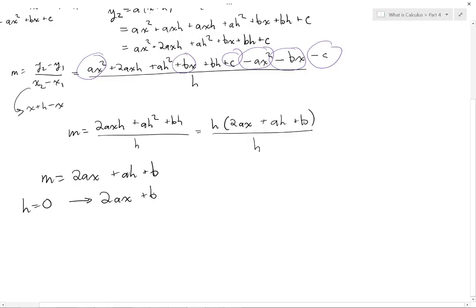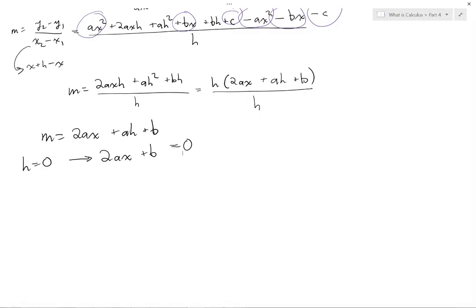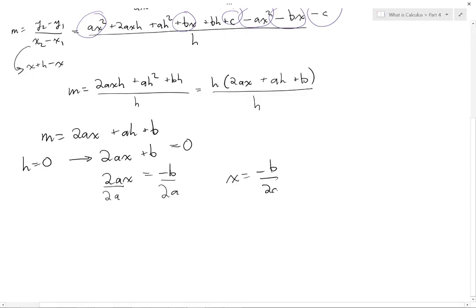And now we take the slope and set that equal to 0 and solve for x. So we have 2ax equals negative b. Then divide both sides by 2a, and we have x equals negative b over 2a. This is where that vertex formula that we see in intermediate algebra comes from.